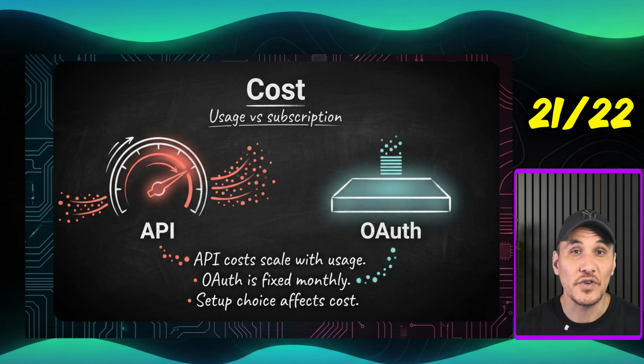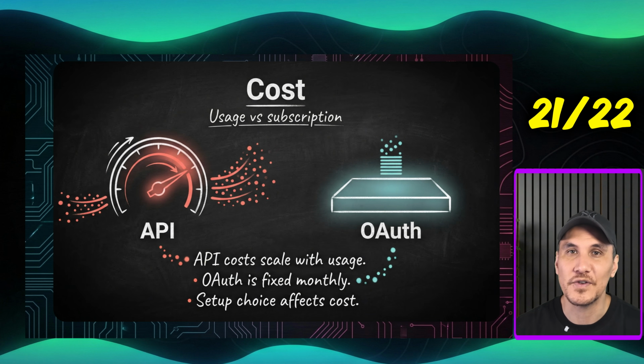With an API, you're charged based on usage. Every time your agent reads or writes text, it consumes tokens, and you pay for those tokens. Since your agent is constantly running in loops, checking context, and performing actions, these tokens can add up quite quickly. There's no fixed limit, so if your usage increases, your cost increases with it.